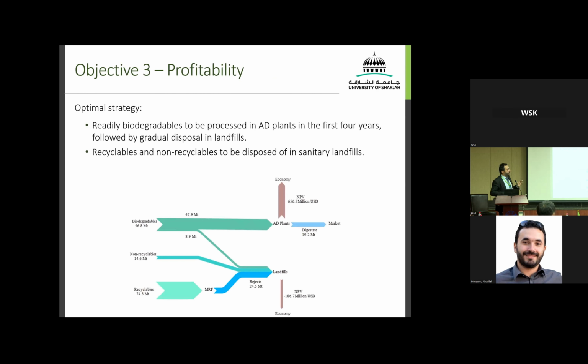The third objective was the profitability. So you want to make the highest net present value of a project. And with that, surprisingly, the incineration disappeared. Now, this is not against incineration, of course, but this is to tell you that every objective would yield a totally different result than the other.